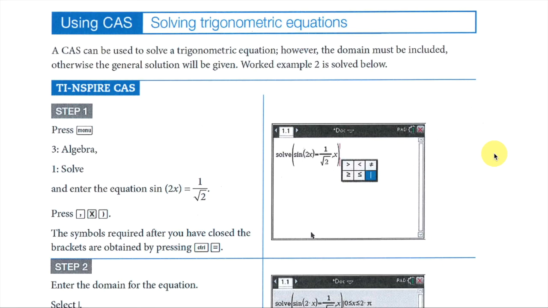Just in this section here, it's going over how we use our CAS calculator to solve for various functions. You can see I've got the equation sine of 2x equals 1 over the square root of 2, and I can find solutions for that. In my first move, just menu, algebra, solve, put it in, and if I just left it like this, you would understand that there are an infinite number of solutions.